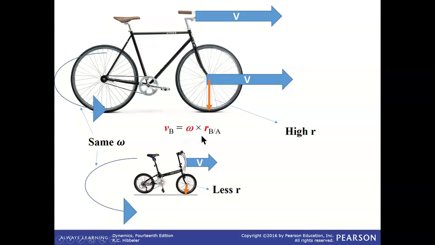Okay? And in both cases, we have the same omega, so the one which has the higher value of R will have the higher velocity V. So the bike with the bigger wheelbase has higher speed compared to the one with the smaller wheelbase, provided that both the wheels rotate at the same angular velocity omega.